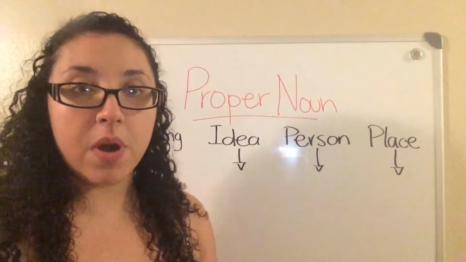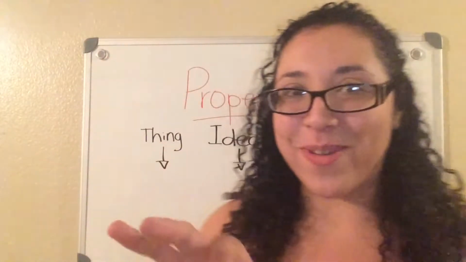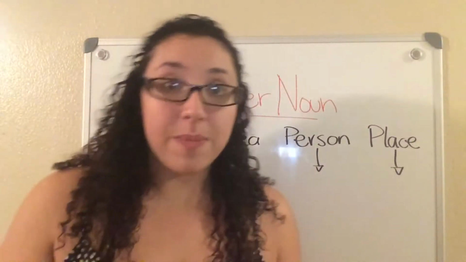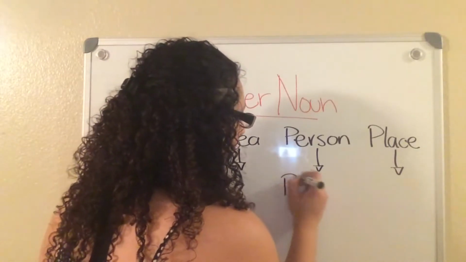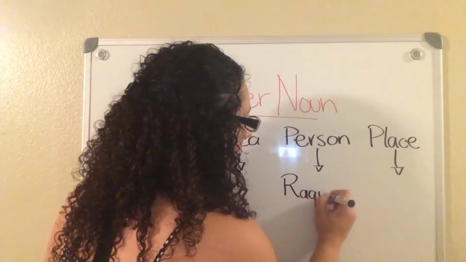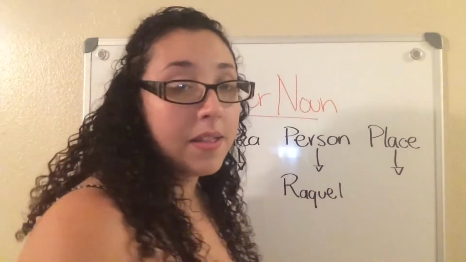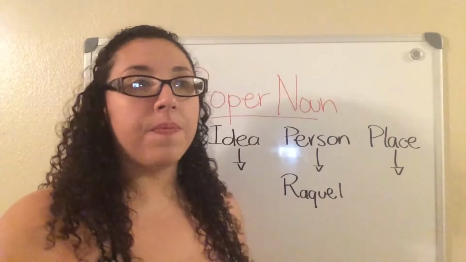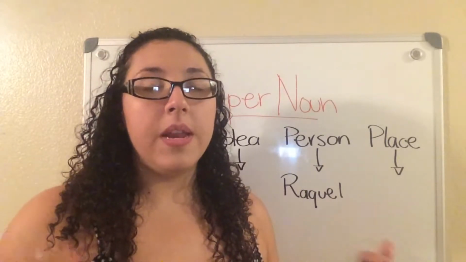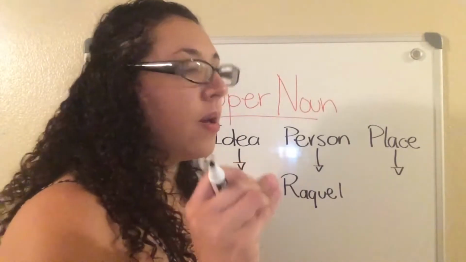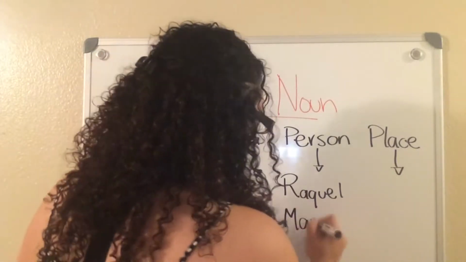An example of a proper noun that talks about a person. Let's do the easiest one. It will be the name of a person. So I could use my name, Raquel, or Maria, or Sonia, Carlos, whatever name that you choose, that's a proper noun. And you always capitalize.